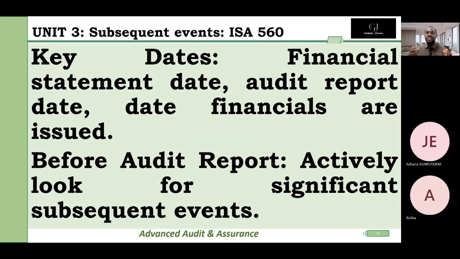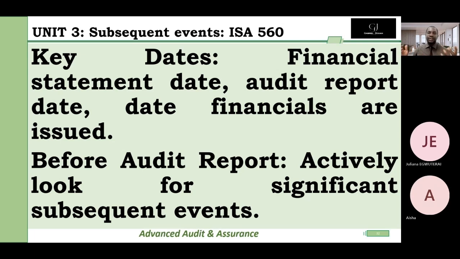The audit report date is very important. So between the date of financial statement and the audit report, whatever material issues or items, events transpire, we need to be sure and capture them appropriately, adjust for them also appropriately. So the dates the financial statements are also issued are very important.